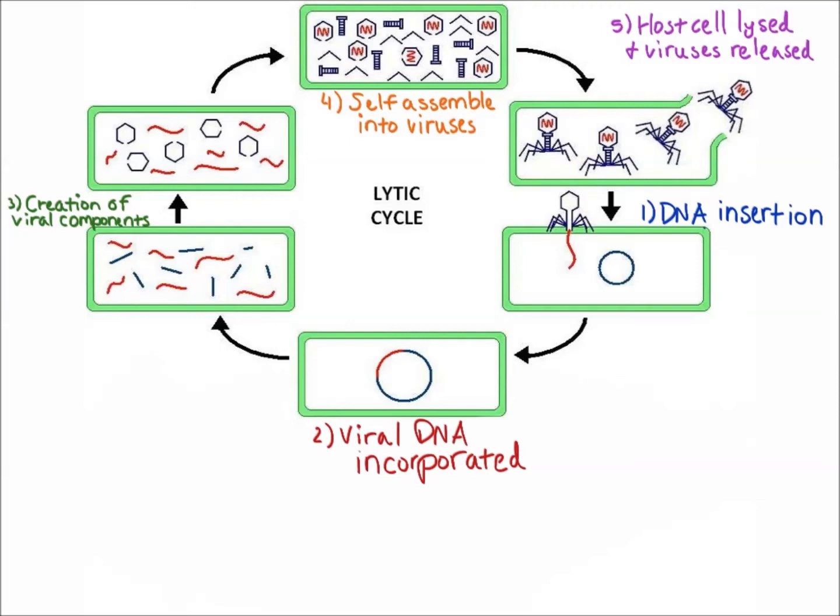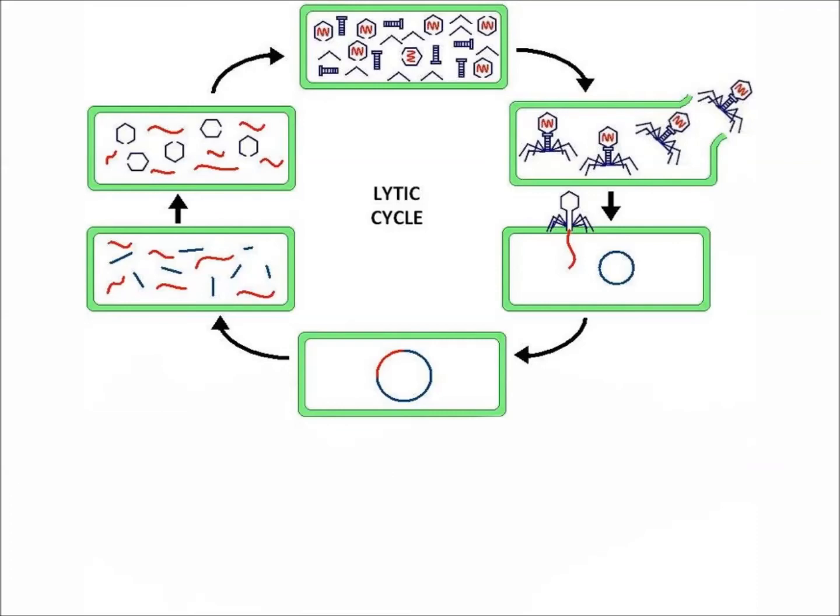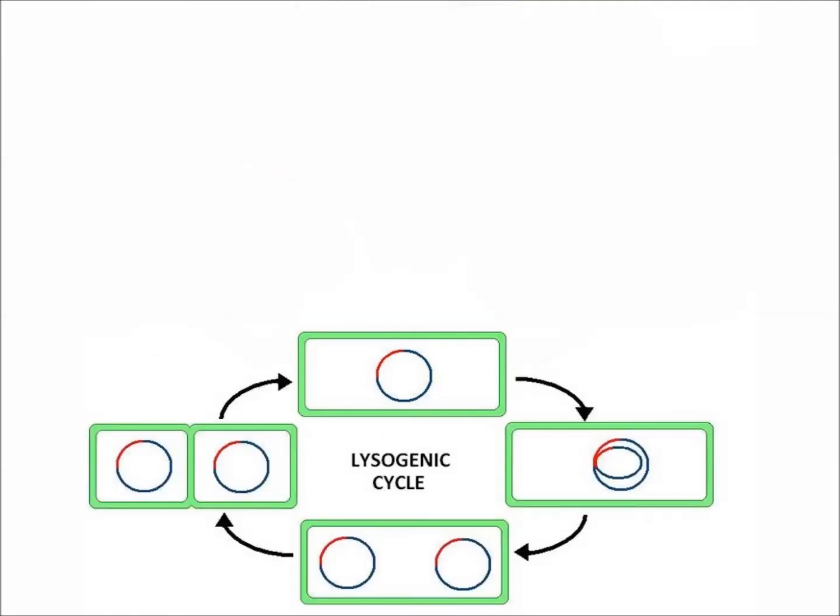The virus DNA uses the host's metabolic machinery to make copies of viral DNA and capsids. These viral components self-assemble within the host cell. Eventually, the bacterial cell is lysed or ruptured, and multiple copies of the virus are released. This is known as the lytic cycle, and phages that replicate only by the lytic cycle are known as virulent phages.